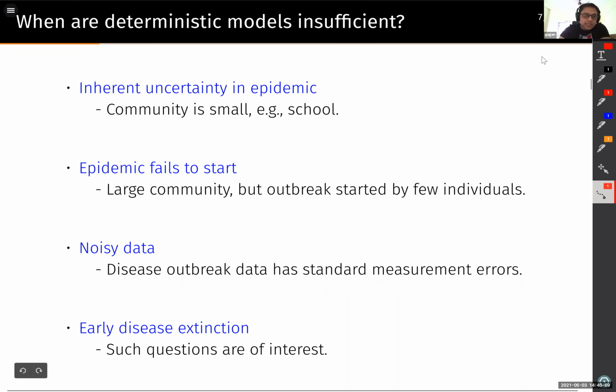And the last situation is, as I mentioned before, that of early disease extinction. Even though you may have a large community and maybe the disease is started by several individuals, it is possible that even though some thousands of people may have been infected, there is a positive probability that before they infect someone else, all these thousand recover. And there are other possibilities also in which the disease becomes extinct very early. So if you are interested in asking questions of this nature, again, the deterministic ODE models are not of interest.